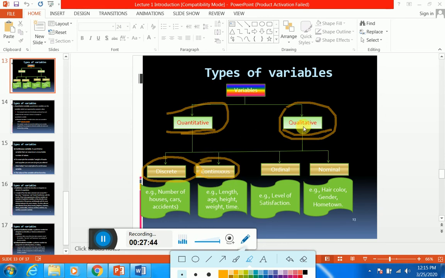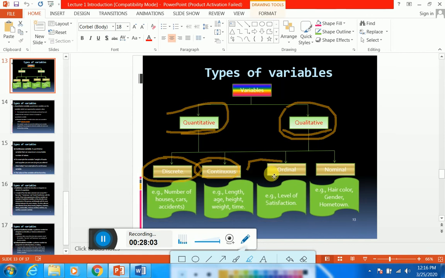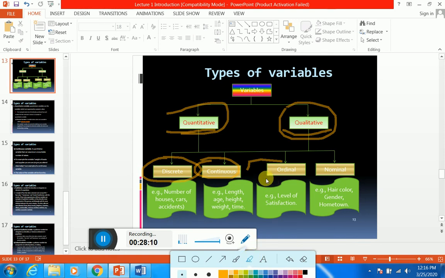As for qualitative, I have already explained. Qualitative is divided into two: one is known as ordinal and the second is known as nominal. Let us first take ordinal. What is ordinal? Ordinal, by the name it is clear, means order.